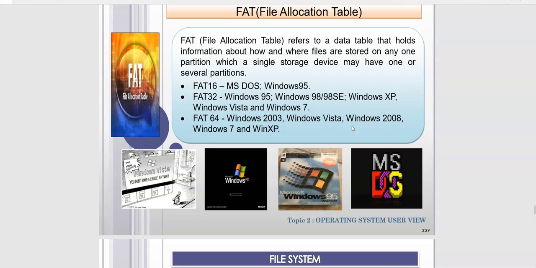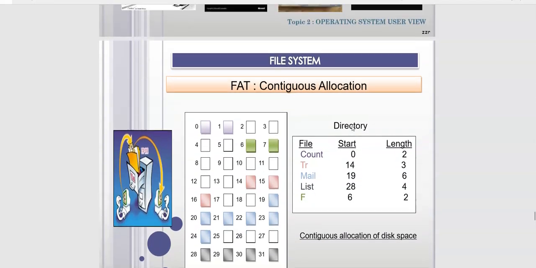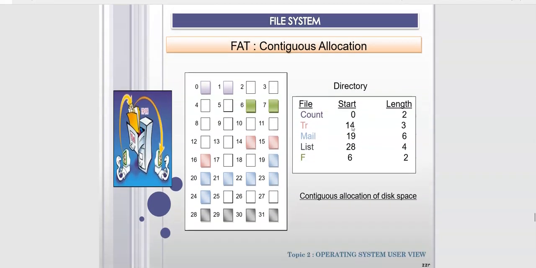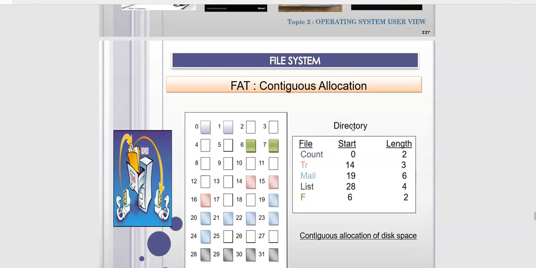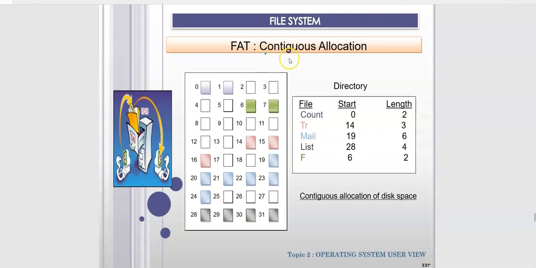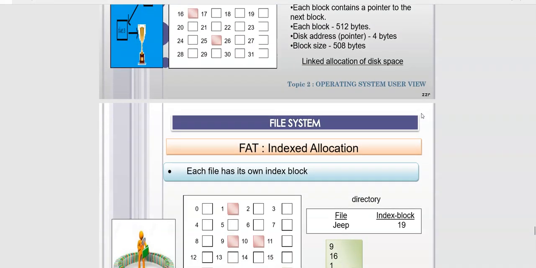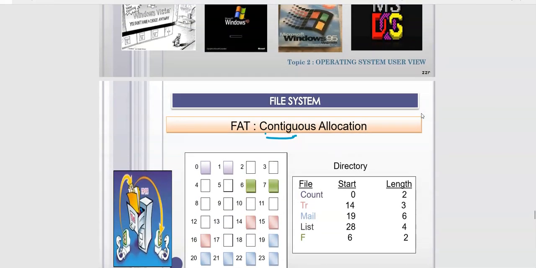So that is the file allocation table. Okay, so now kita lihat bagaimana sesuatu data itu disimpan di dalam hard disk. For example, dia ada tiga cara. The first one is contiguous allocation. The second one kita panggil link allocation. The third one kita ada index allocation. Ini di dalam FAT.